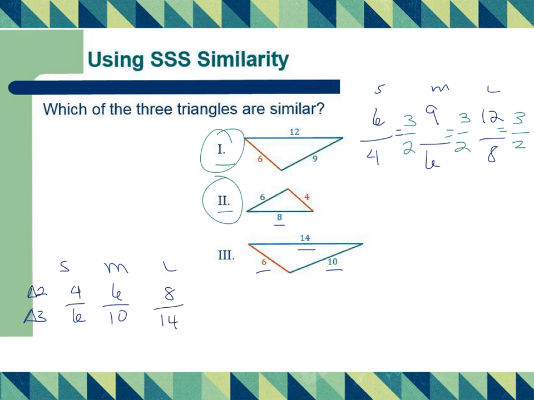So I need to simplify these ratios and get the same thing. So the first ratio, I can divide out a 2. I simplify to 2/3. The second ratio, I can only divide out a 2, and that simplifies to 3/5. So I don't think they're going to be similar. If we just check this last one for fun, I could divide out a 2 and simplify that to 4/7. So triangle 3 is not similar to triangles 1 or 2. That's the end.